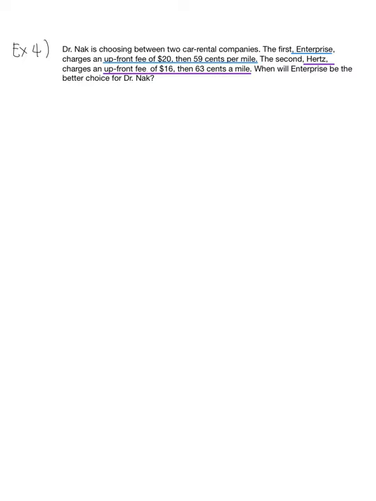So the distance matters. So let us first denote D to be the distance driven in miles. Now, since the cost depends on how far I've driven, the cost depends on D. So what we're going to do now is try to come up with a function of D, which represents the distance, that's going to denote how much it is going to cost. So for Enterprise, I'm going to say E of D is the cost for renting from Enterprise.